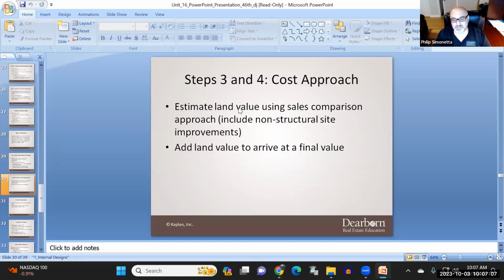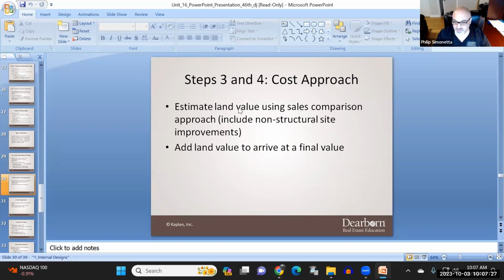So now you have step 3 and 4. That's your cost on the cost approach. This is where you estimate the land value using the sales comparison approach. This includes non-structural site improvements. So you add the land value to arrive at the final value.